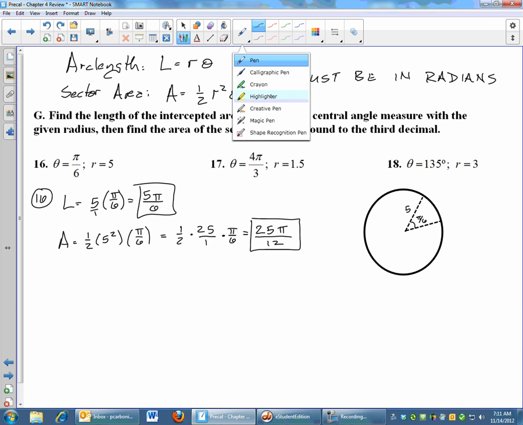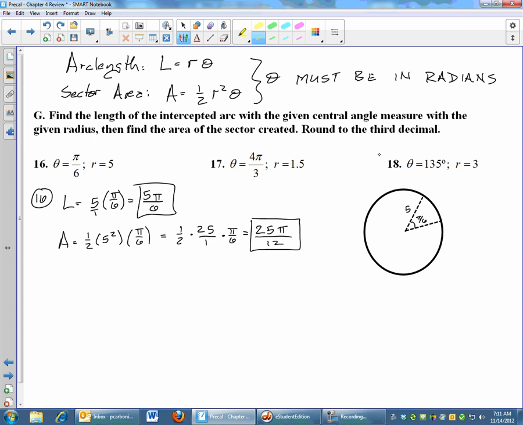Your arc length is this length right here. No, that's kind of fat. Let's undo that. Okay, this length right here is the arc length. That's a length of 5 pi over 6. And sector area is the area of this region inside. So it's like part of the circle's area, but it's not the entire circle area. And so that's what we're talking about when we talk about arc length and sector area.